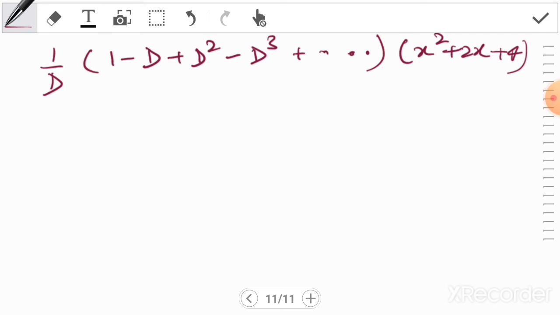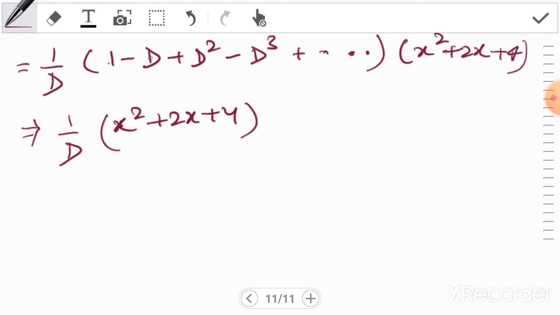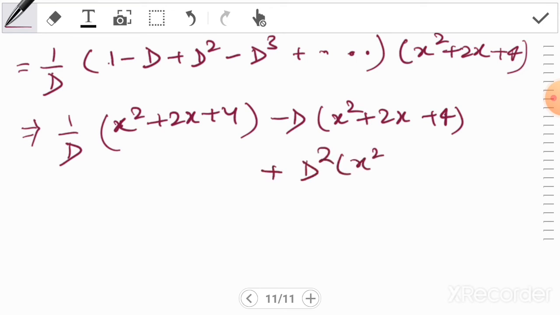Now, this is equal to 1 by D, 1 times x square plus 2x plus 4. So x square plus 2x plus 4 minus D times x square plus 2x plus 4, again D square times x square plus 2x plus 4, right?